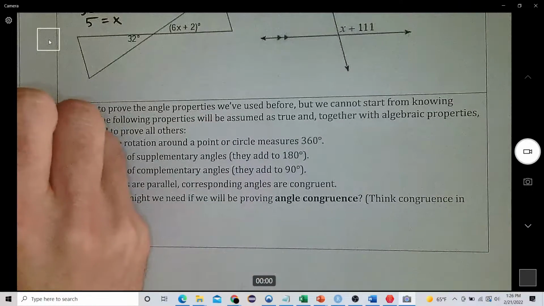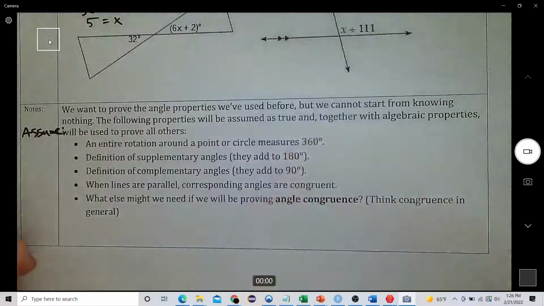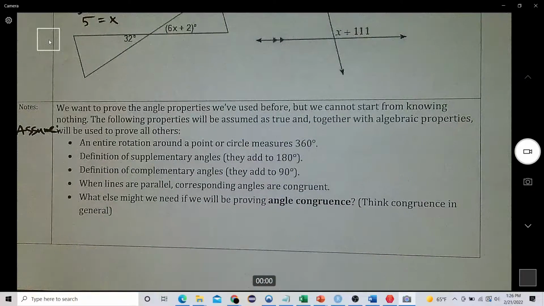Assume I will be reading this paragraph out loud. So, we want to prove the angle properties we've used before, but we can't do that from knowing nothing. The following properties will be assumed as true, and together with algebraic properties will be used to prove all other properties. All right?